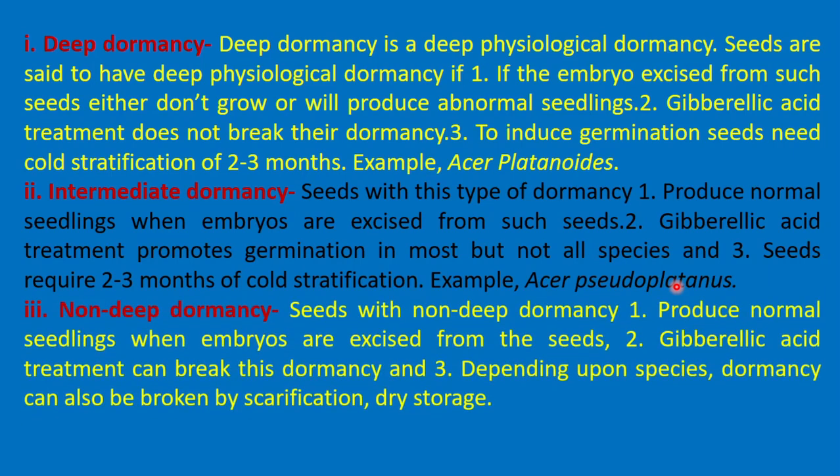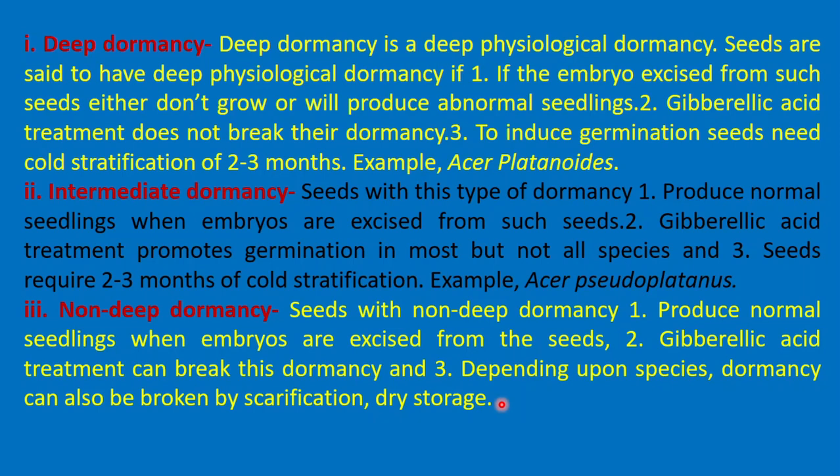Third type of dormancy, physiological dormancy, non-deep dormancy. So seeds with non-deep dormancy, first, they will produce normal seedlings when embryos are excised from the seeds. Second, gibberellic acid treatment can break this dormancy, and third, depending upon the species, dormancy can also be broken by scarification and dry storage. So all these are the three different types of physiological dormancies. It is one of the types of endogenous dormancy.